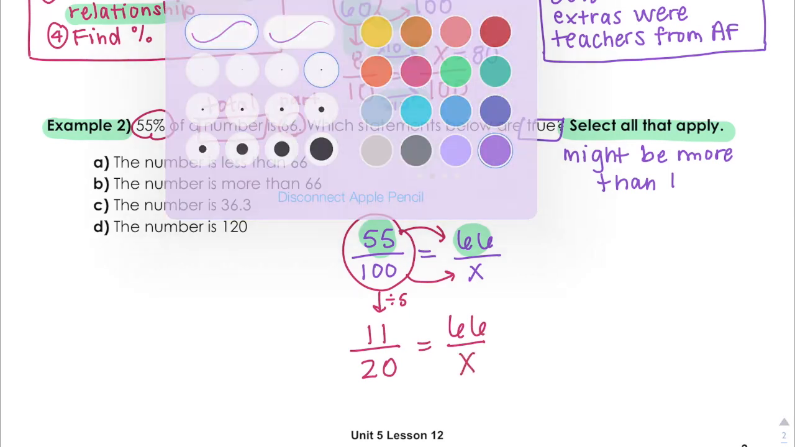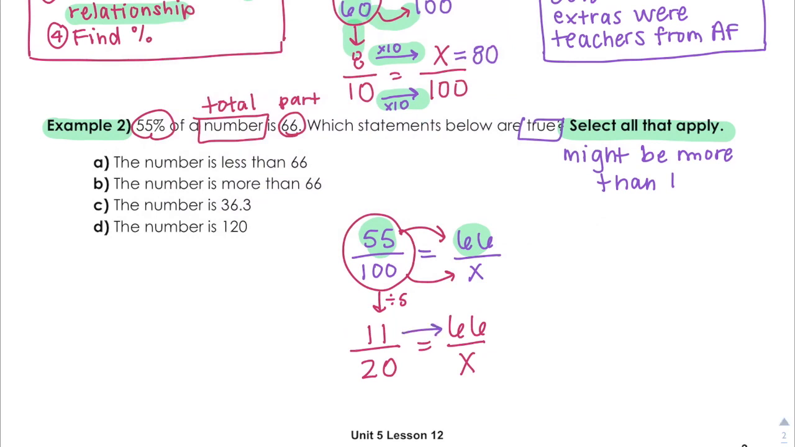Now if I look, I can create a relationship that's horizontal by multiplying 11 times 6 to get to 66. If I do it to the top, I've got to do it to the bottom. So 20 times 6 equals 120. So that means our variable, or our total, is 120, our number.